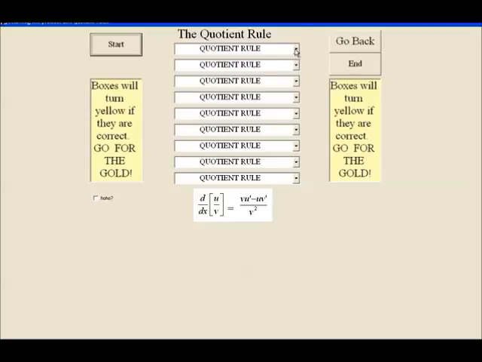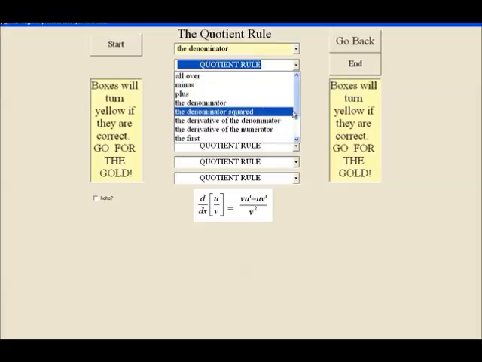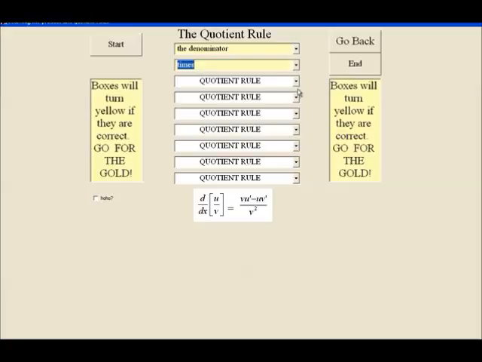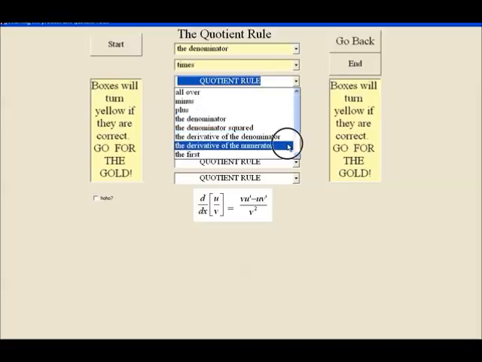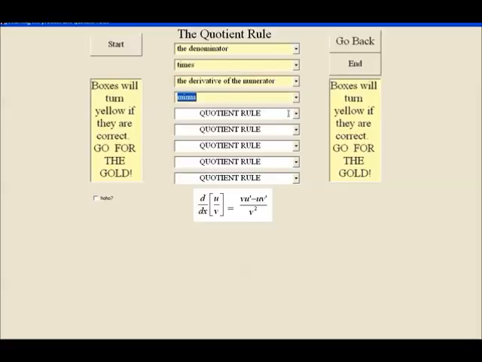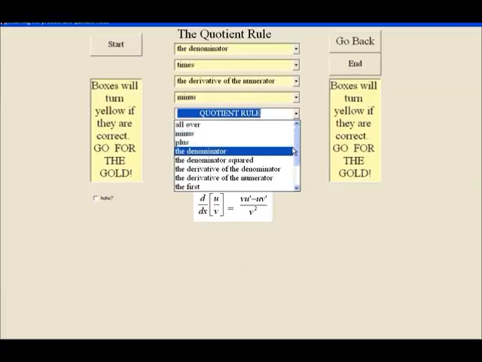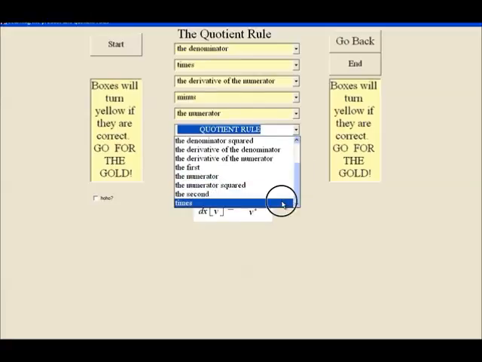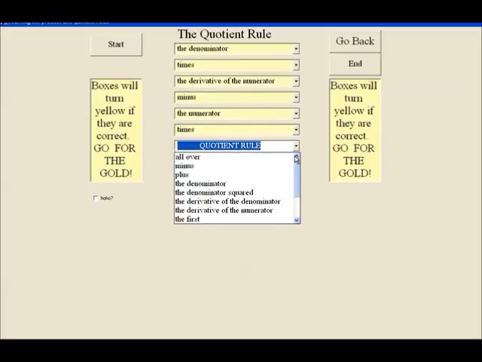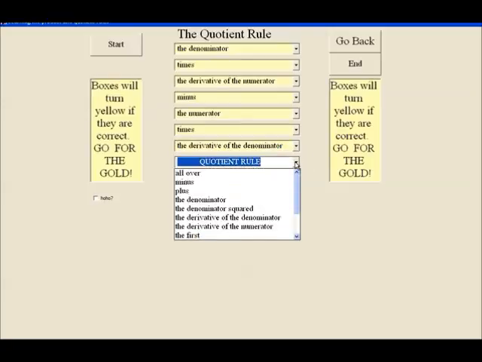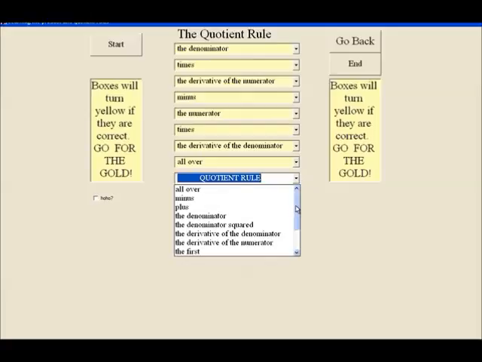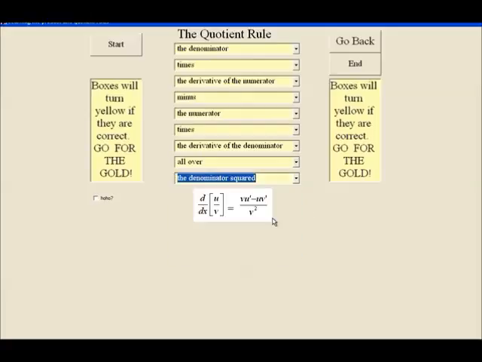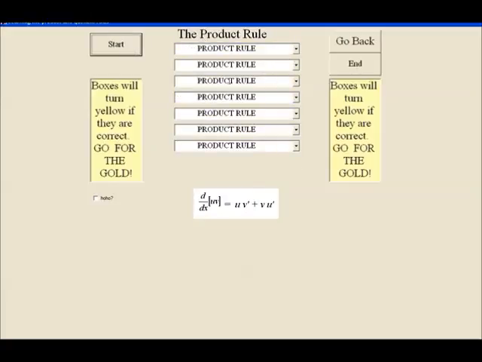The quotient rule: the denominator times the derivative of the numerator minus the numerator times the derivative of the denominator, all over the denominator squared. Start. And the product rule.